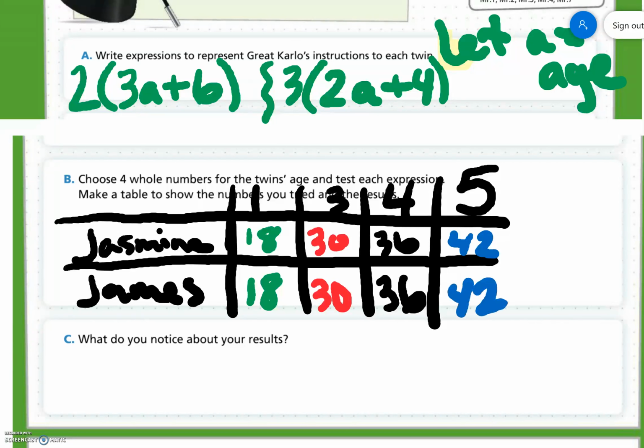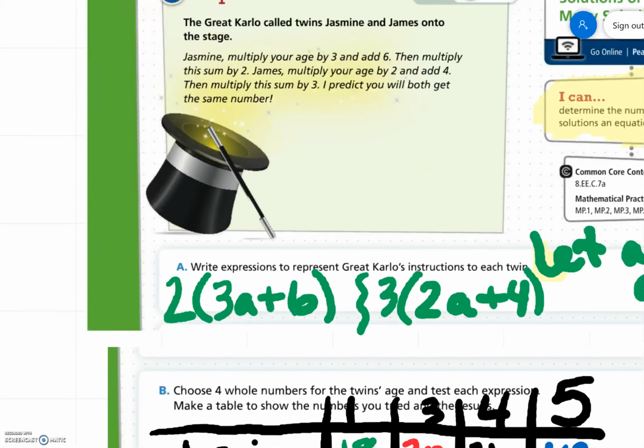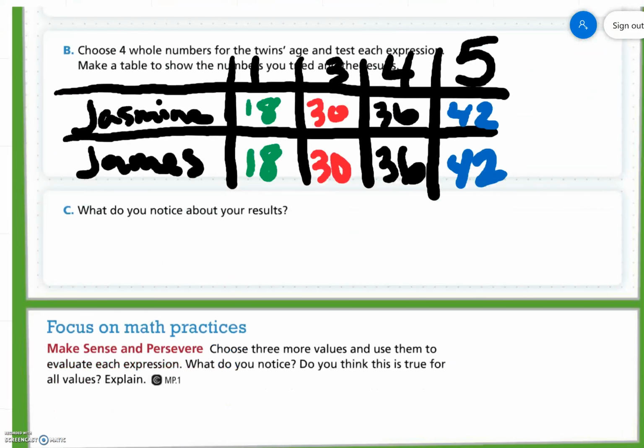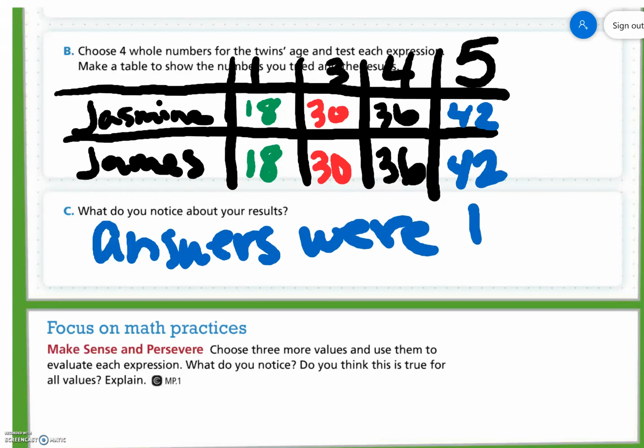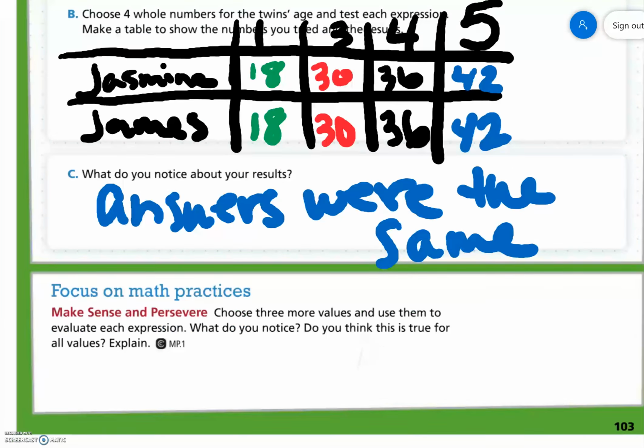So the great math magician, Carlo, was right. What do you notice about your results? All the sums, or all the answers, were the same. Okay. It's going to be true for all values.